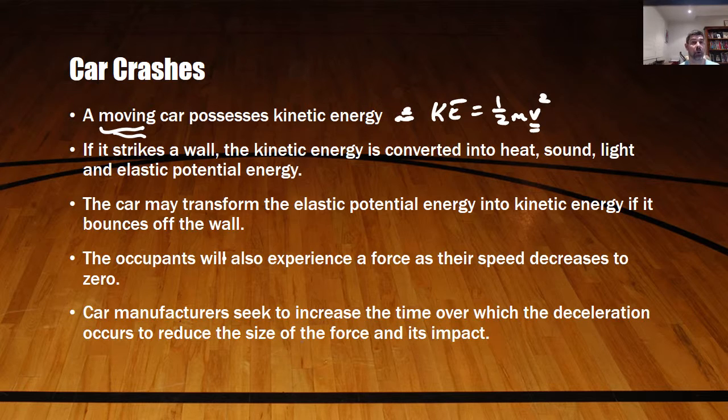If it strikes a wall and the wall is not moving, the kinetic energy is converted into heat, it's converted into sound, we can hear it, sometimes there may be lights, sparks. You may find that pieces of the car may break off, they will continue to move. And also the car may distort. As it crumples, it may distort. And in fact, as it distorts, that may give it some elastic potential energy, and often it can then bounce off the wall as that elastic potential energy is converted back into kinetic energy.